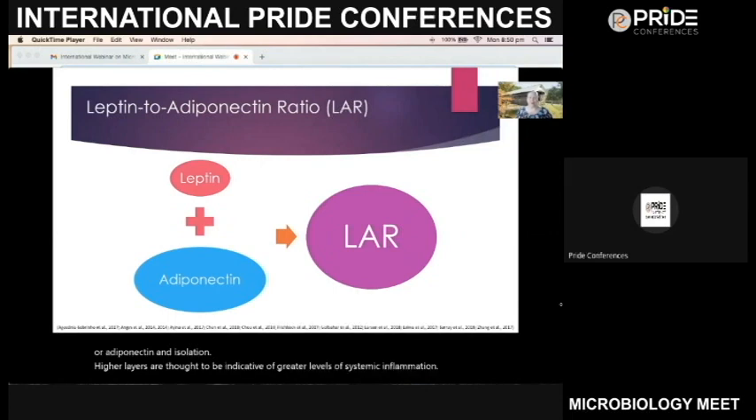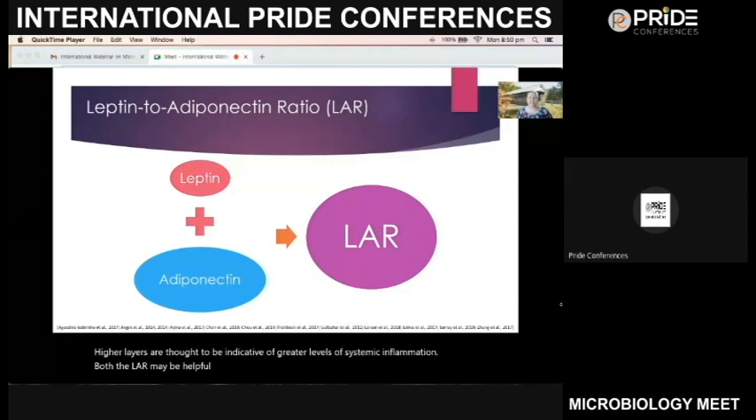Thus, the LAR may be helpful in predicting risk for diseases with an inflammatory component for the purpose of implementing preventative interventions. Reference values for LARs have not yet been established. However, LAR cutoff values for determining increased risk for some disorders have been reported.